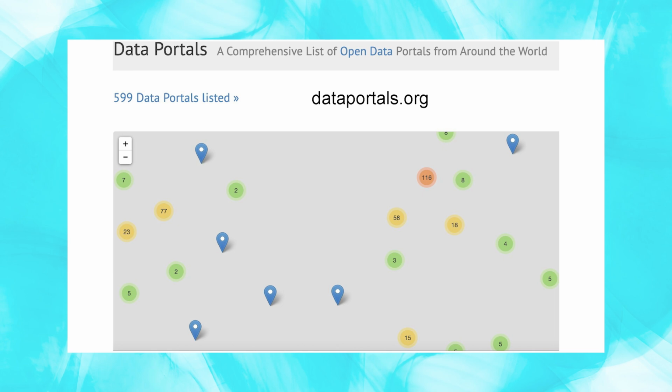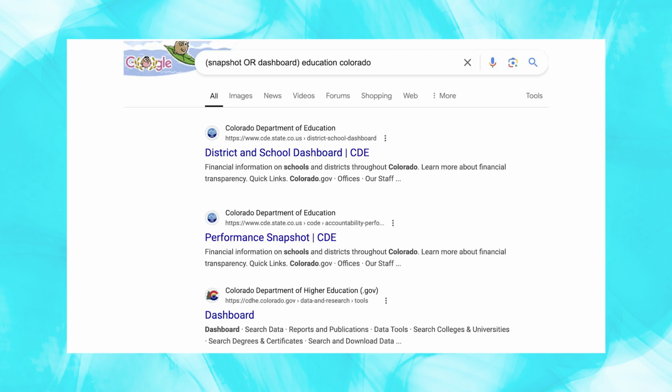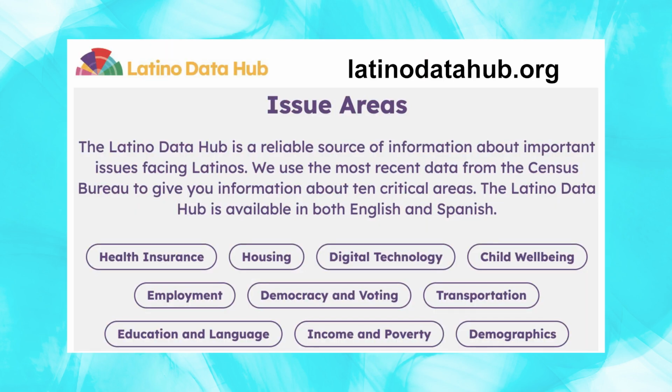I use a couple of keywords besides open data when searching to see if there are data sources available on a topic in a place. The words I use are snapshot or dashboard in parentheses. Let's search for this in Google with the words education and Colorado. Snapshot or dashboard in parens, education, Colorado. You see the variety of data sources available. I also search data or statistics in parens with a topic and a geography. And that is surprisingly useful and gets hits more often than not.